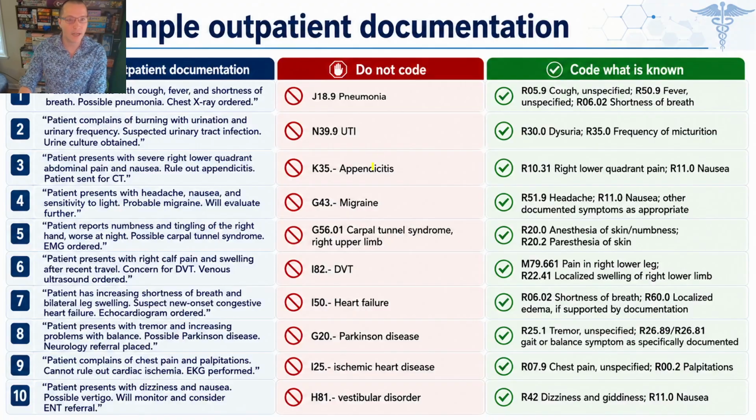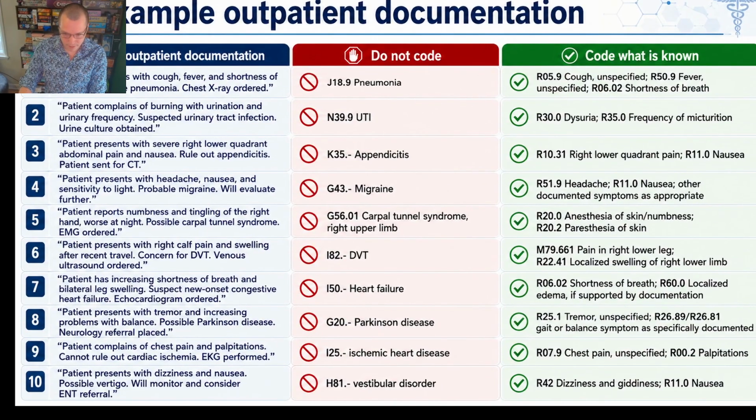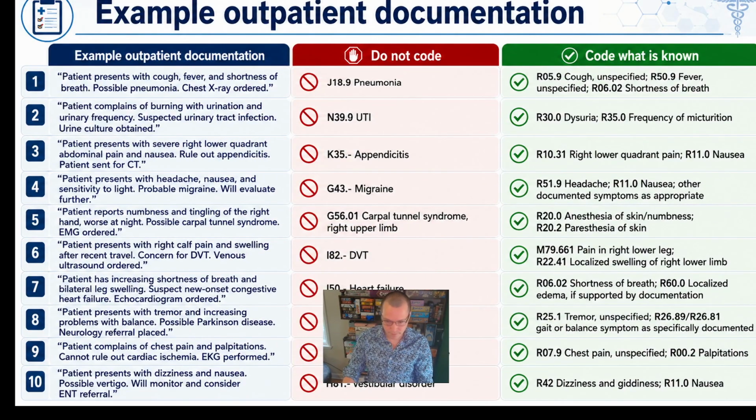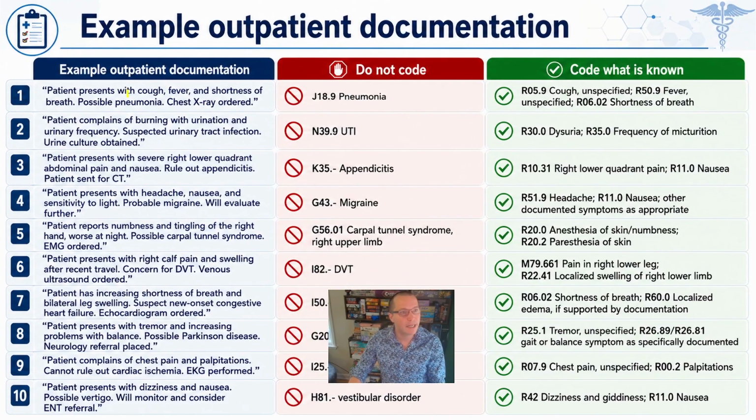I have a few different documentation examples of how this would work out. Let's say patient presents with cough, fever, and shortness of breath. Possible pneumonia, chest x-ray ordered. It cannot be coded with the pneumonia. Instead, it's just going to be the cough code, the fever code, and the shortness of breath code. I guess that should be R05.1 though, as acute cough.